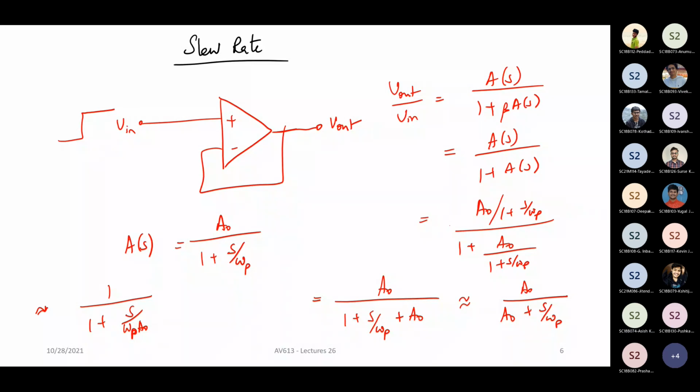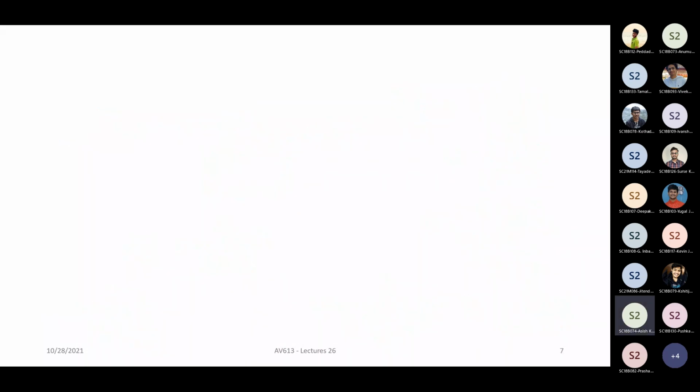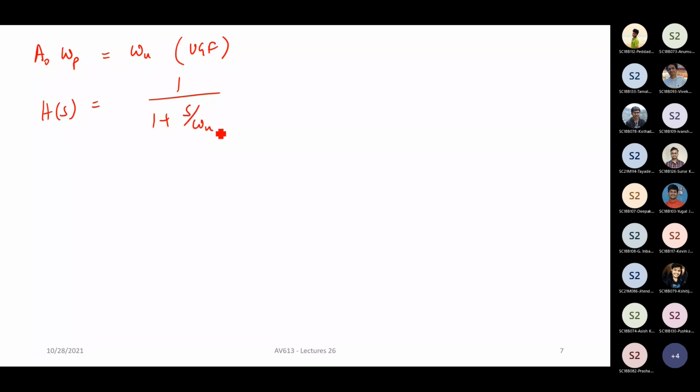Now, what is omega P times A naught? It is the UGF, right? A naught is the open loop gain, and omega P is the 3 dB bandwidth of the open loop op-amp. This is nothing but the UGF, let's call it omega U. It's the UGF of the op-amp. So therefore, H of S can be written as 1 by 1 plus S by omega U. Now, this is again a single pole system, obviously.